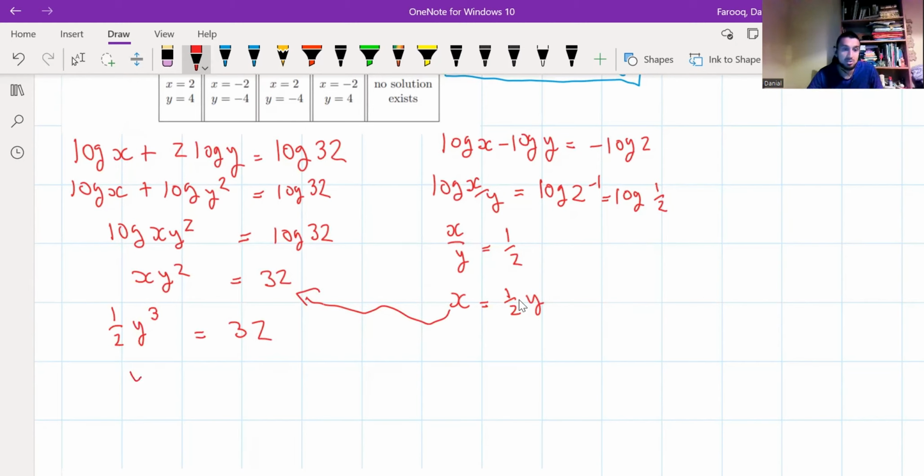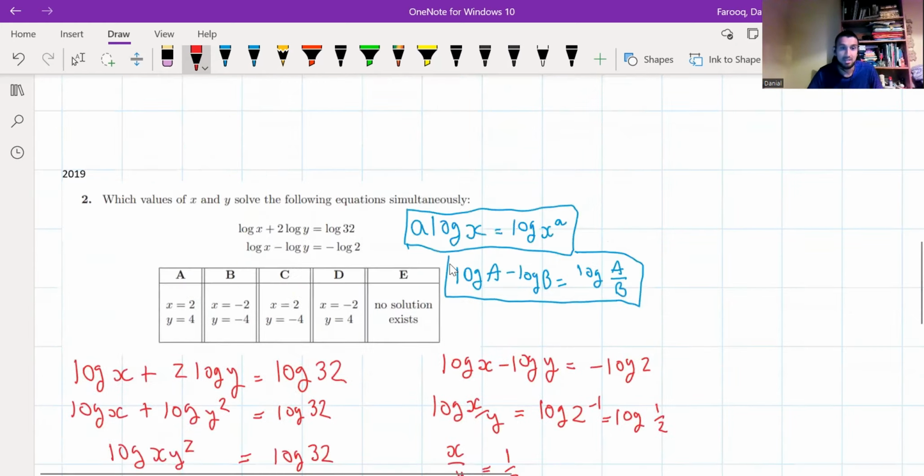Times both sides by 2, y cubed will equal to 64. You should really know that 64 is 4 cubed. So cube root both sides, y will equal to cube root of 64, which is 4. If y equals to 4, x is indeed half of y, x equals to 2. So that is A, okay?